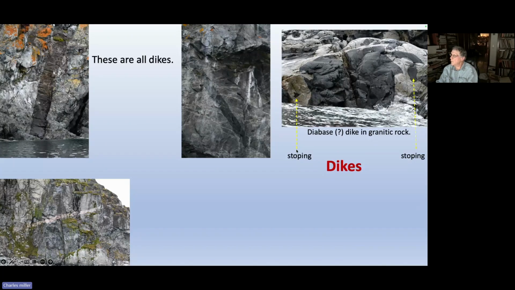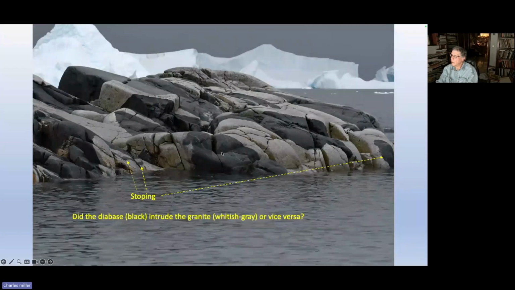And you see samples of stoping here and here. This is another granitic intrusion. So we're going to take this image and go further down the shoreline, and we have more of the diabase, what I'm calling diabase. And then we have more of the whitish granitic rock, whatever that is. And we have examples of stoping.